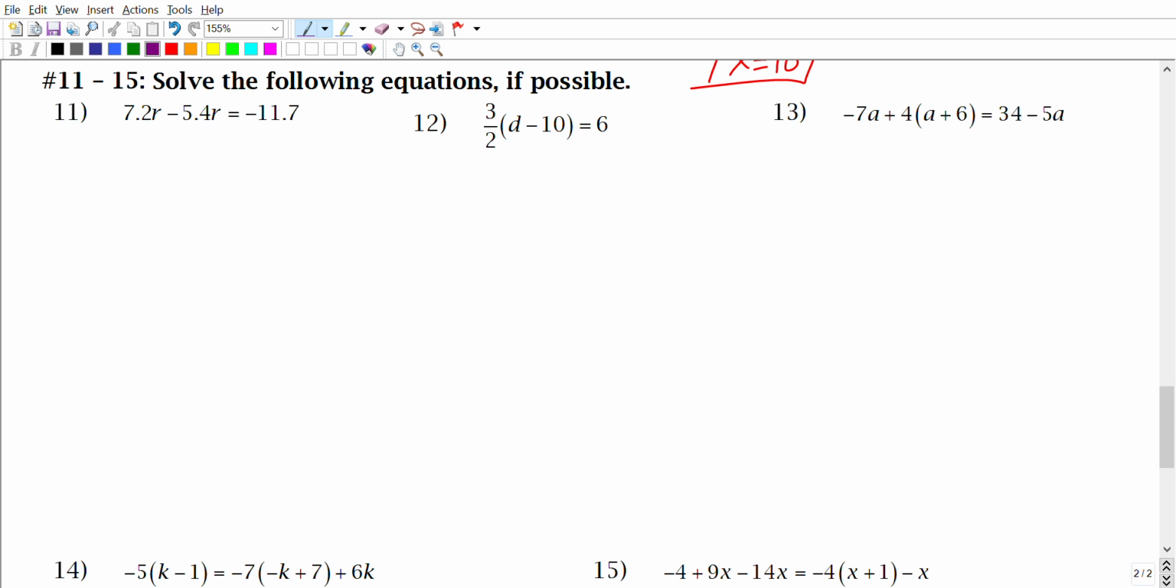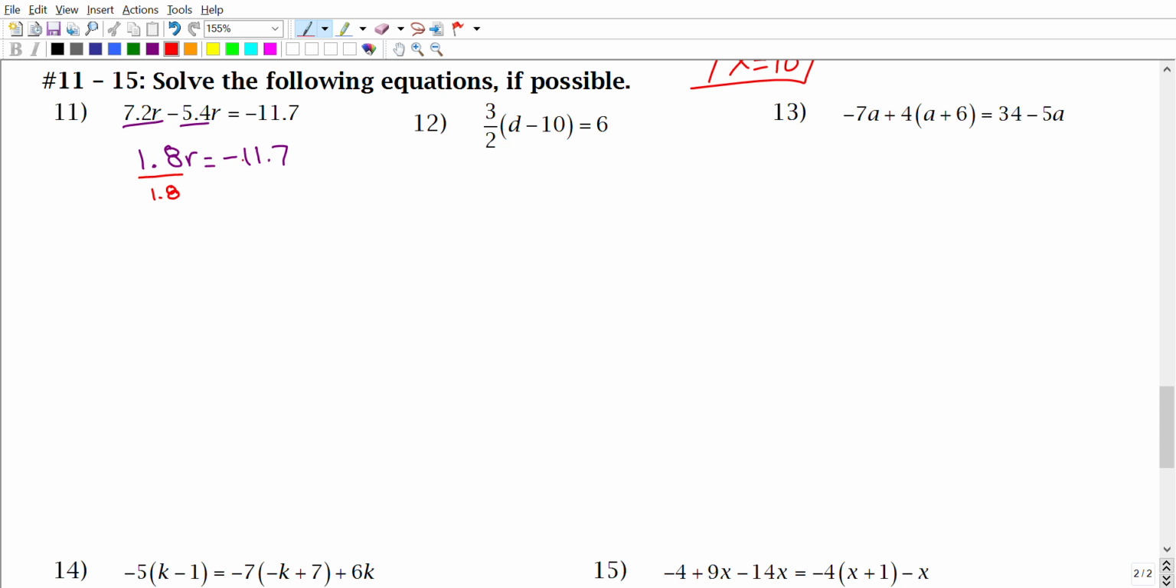So it says, for 11 through 15, solve the following equations if possible. Okay, so let's see. So right off the bat on number 11, I can see that those two are like terms. Okay, so go ahead and combine those two terms. So what I get, 7.2r minus 5.4r is a 1.8r. And on the right hand side, I have the negative 11.7.